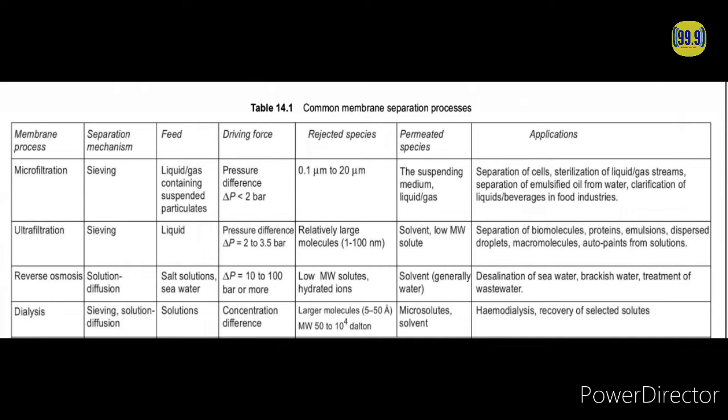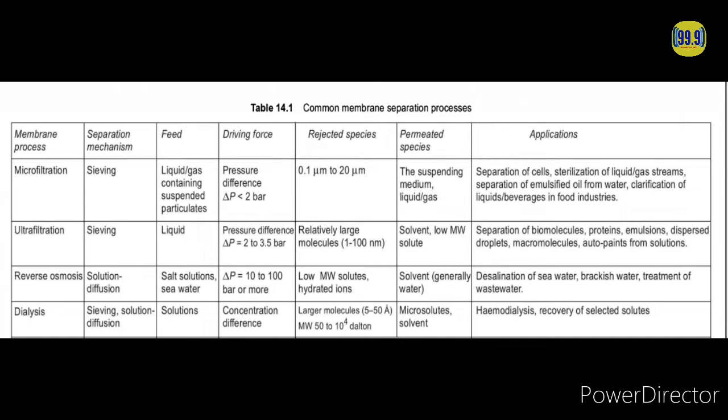The third one is reverse osmosis. The separation mechanism for that is solution diffusion. Feed is salt solution, seawater. Driving force is delta P, 10 to 100 bar or more. Rejected species is low MW solute, hydrated ions. Permeate species is solvent, generally water, and application is desalination of seawater and treatment of wastewater.